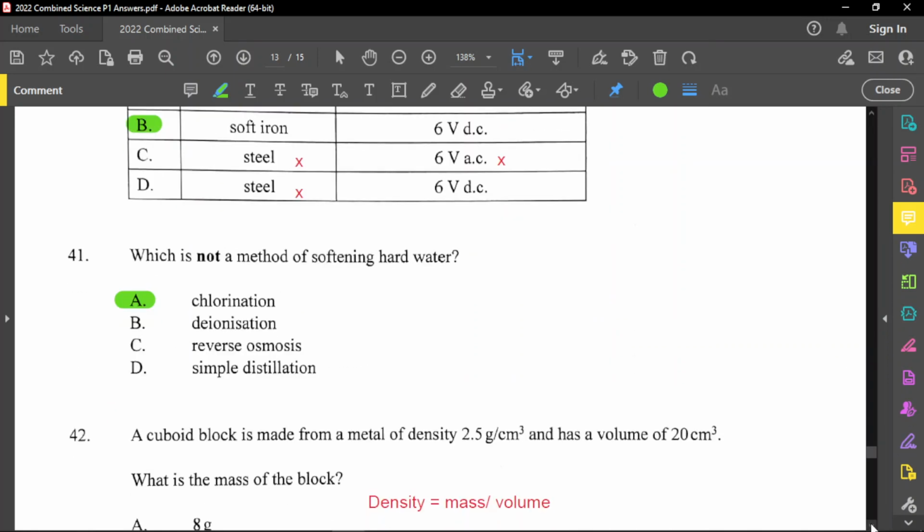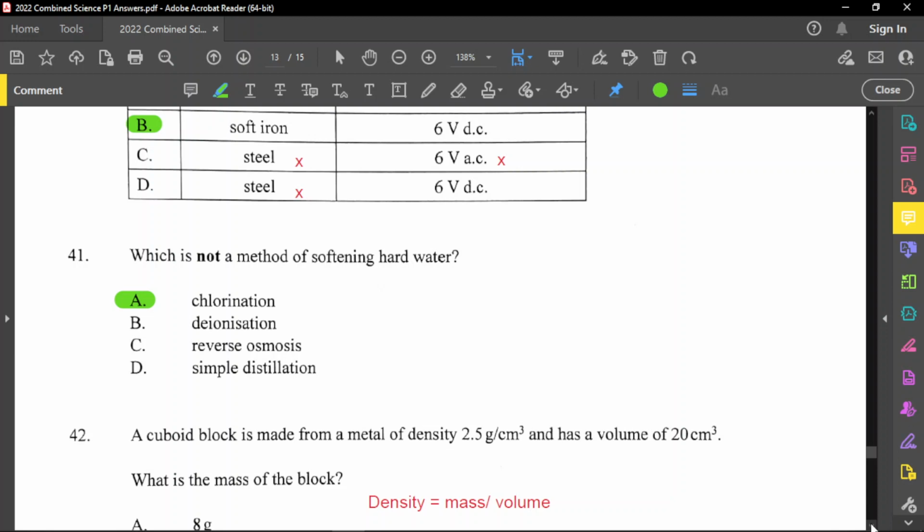For question number 41, it said, which is not a method of softening hard water? And what do you mean by softening hard water? You mean to take away the minerals, or dissolved minerals, or anything that dissolves in the water. You take them out. More stuff that dissolves in the water is classified as harder. All right. Soft water means little to no impurity.